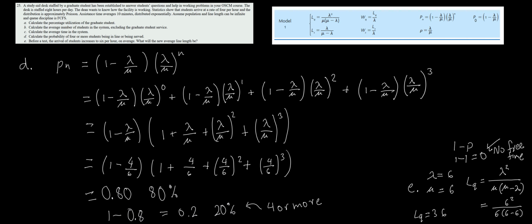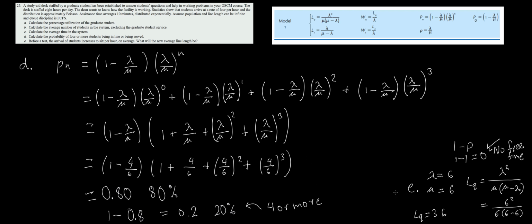And so this isn't the final answer because 80% actually represents the probability that there are 0 students, 1 student, 2, or 3 students. So that's the probability of having these many students in line. But to find out the probability of having more than these number of students in line, we have to subtract it from 1. So 1 minus 0.8, 1 being 100%, we're going to get 0.2, and that's 20%. And so 20% is the probability of having 4 or more students.